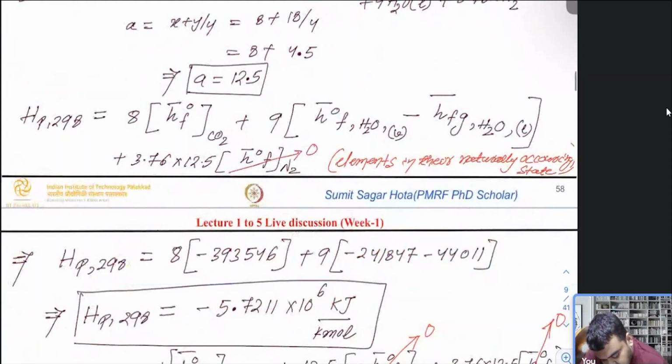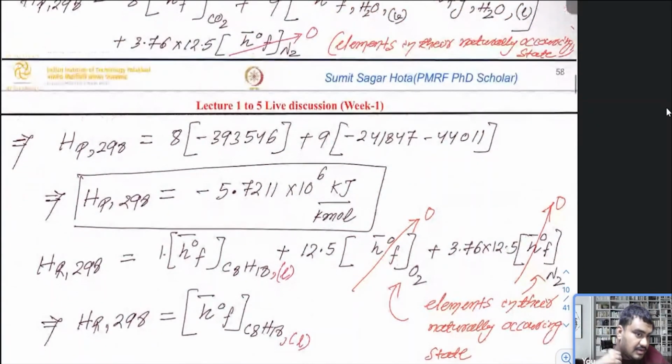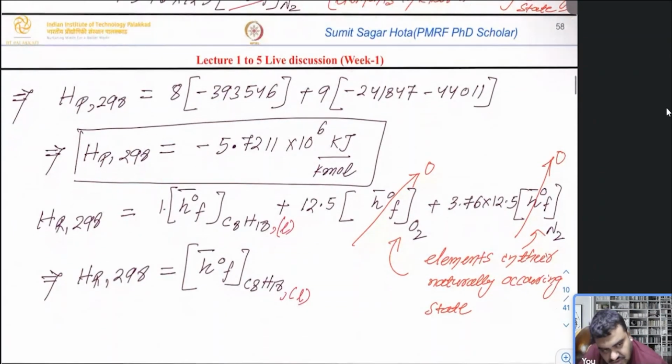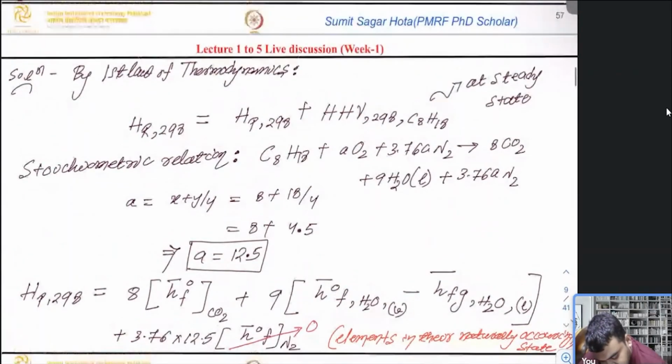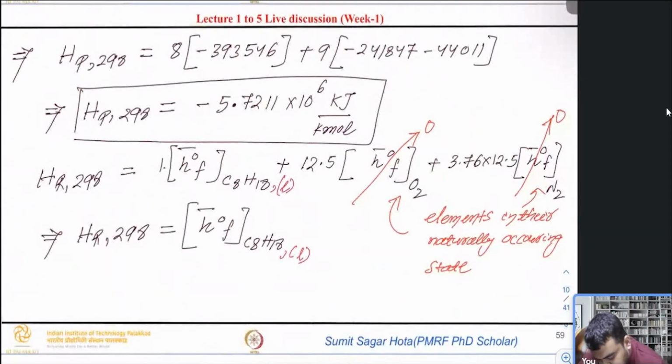When you substitute all these values, plus 3.76 into a, which is 12.5, into h_f naught of N2. Because nitrogen is in its naturally occurring state in the atmosphere, h_f naught bar is 0 for N2. Now just substitute everything in this equation of H_P, and we find the value of H_P at 298 Kelvin as minus 5.7211 into 10 to the power 6 kilojoule per kilomole.